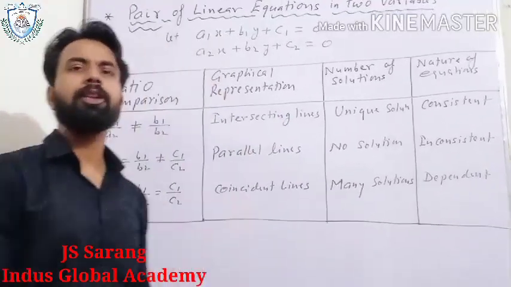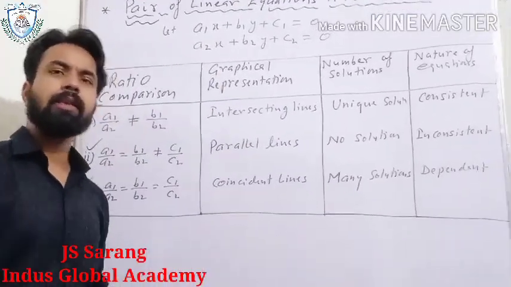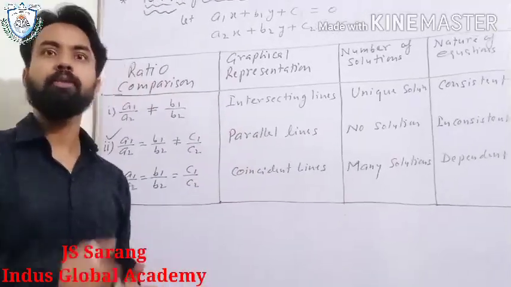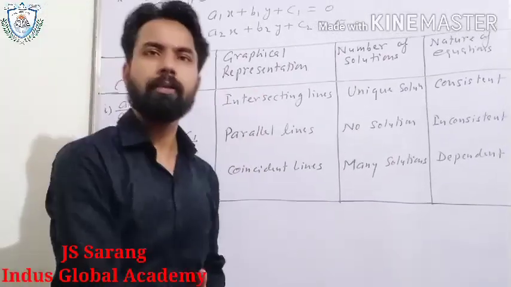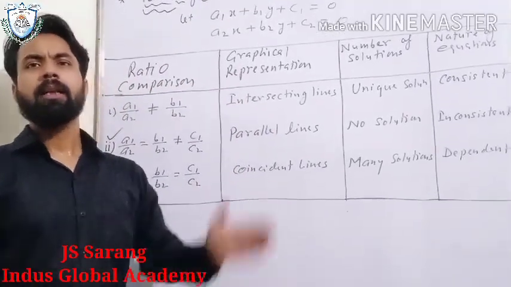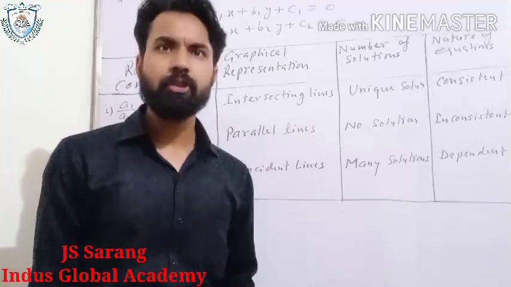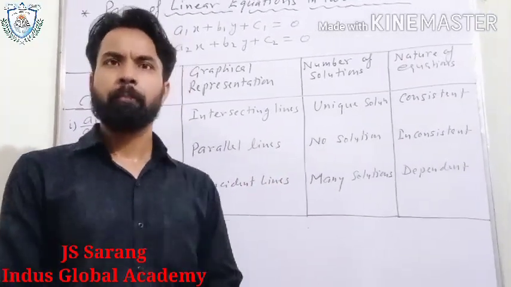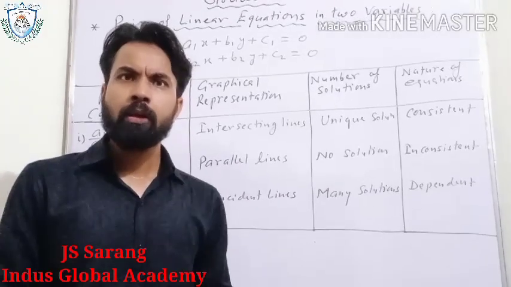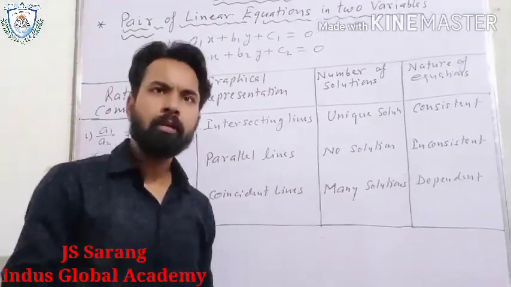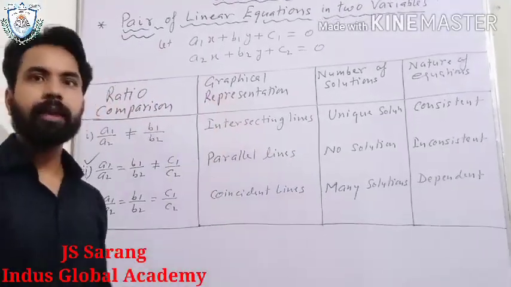Third condition, if a1 upon a2 equals b1 upon b2 equals c1 upon c2, that means the lines will be coincident, and the number of solutions means many solutions will be there, and the nature of equation will be dependent. Hope it is clear to everyone. So these three conditions you have to always keep in your mind. These are very important conditions.